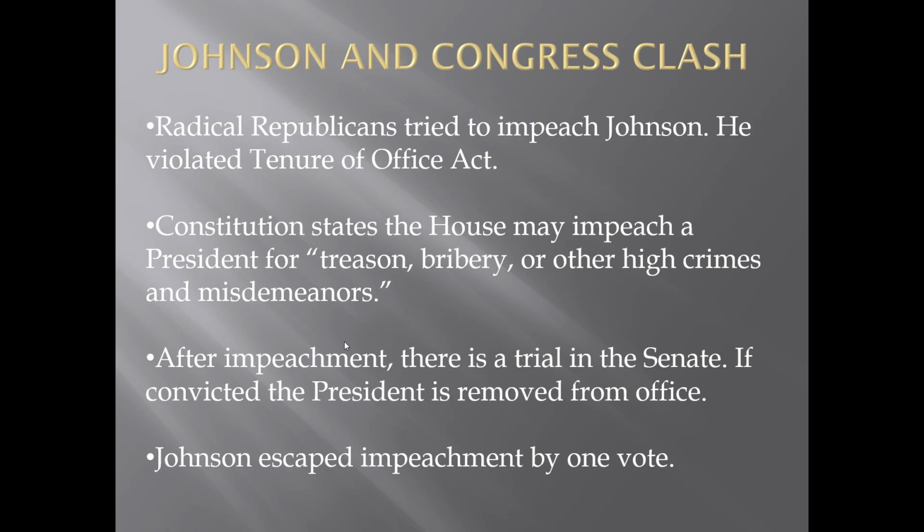And he tried to replace him with Ulysses S. Grant. Congress reinstated Stanton anyways. He tried to replace him with somebody else, and that's when they brought impeachment charges against him. Most of his impeachment charges were related to him trying to fire Stanton and get a new Secretary of War. So he's impeached in the House. There's a trial in the Senate, and at the Senate trial, as you guys know, if convicted, the president can be removed from office. Johnson escaped impeachment by one vote, so he was almost removed from office. He barely made it through, but he did make it through, and he wasn't removed from office.